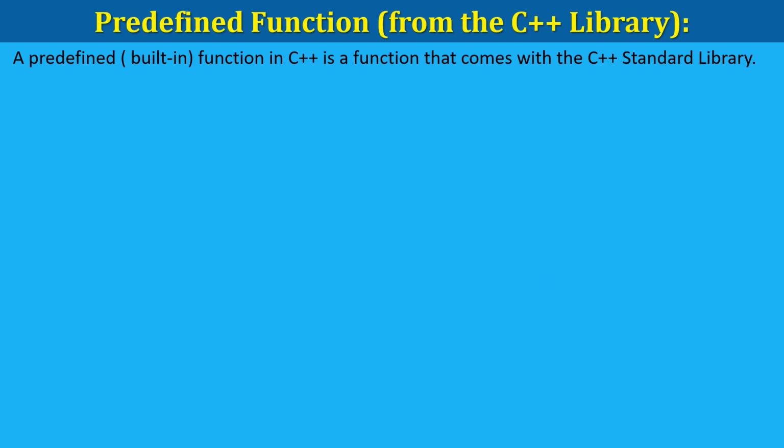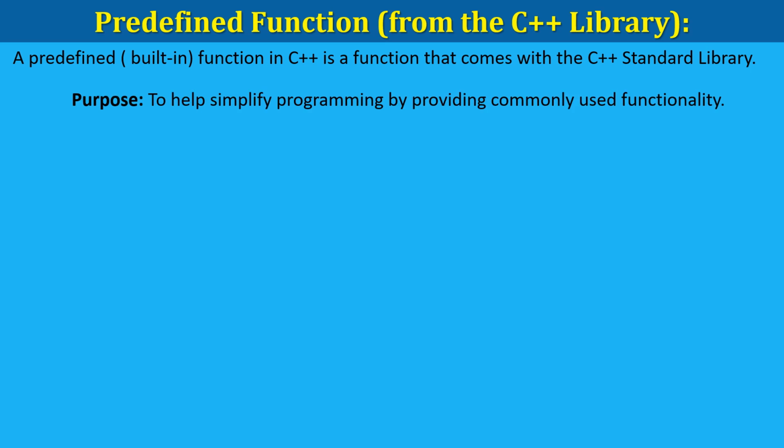A predefined function from the C++ library. A predefined function is a function that comes with the C++ standard library. These functions are ready to use and don't require you to define the logic. Common examples include cout for output and cin for input, and mathematical functions like square root for calculating the square root of a number. The purpose is that predefined functions help simplify programming by providing commonly used functionality, so you don't have to write these functions from scratch.